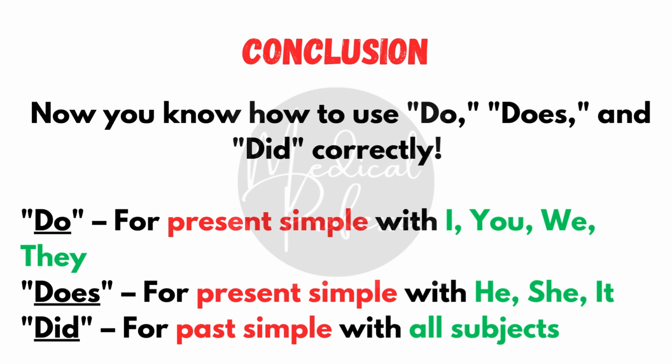Now you know exactly how to use do, does, and did correctly. Let's do a quick recap. Do is used in the present tense with I, you, we, and they. Does is used in the present tense with he, she, and it. Did is used in the past tense with all subjects.